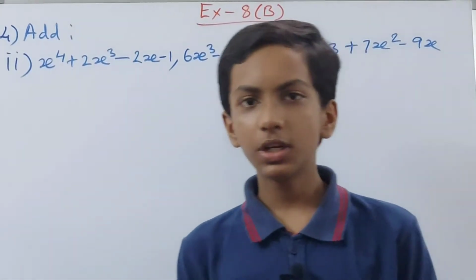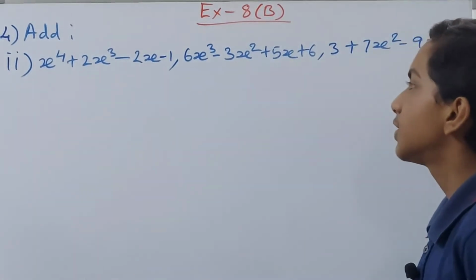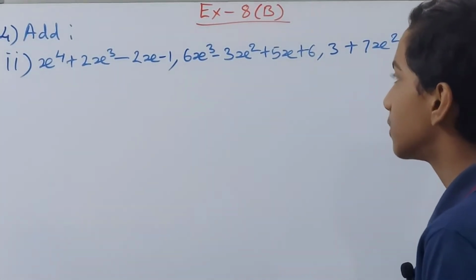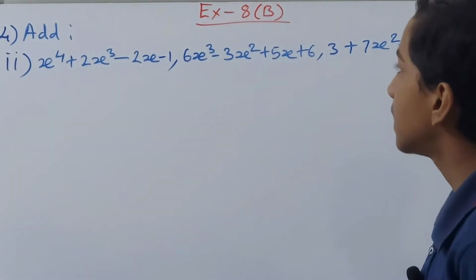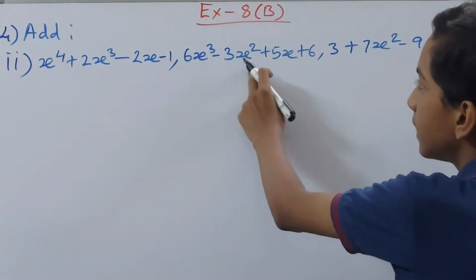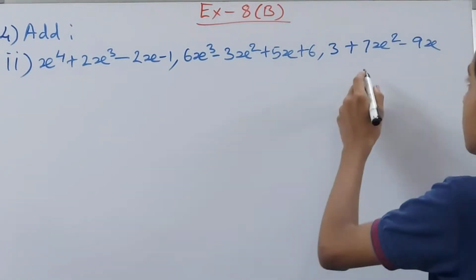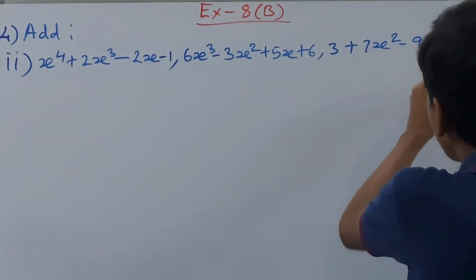Friends, now we move on to the next part. It is x to the power 4 plus 2x cube minus 2x minus 1. Then we have 6x cube minus 3x square plus 5x and plus 6, and then 3 plus 7x square minus 9x.